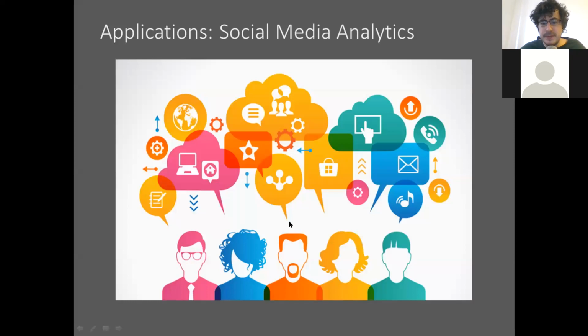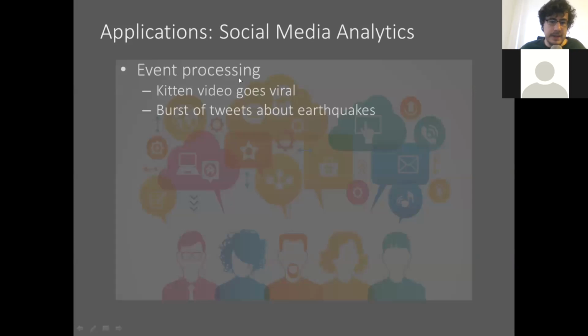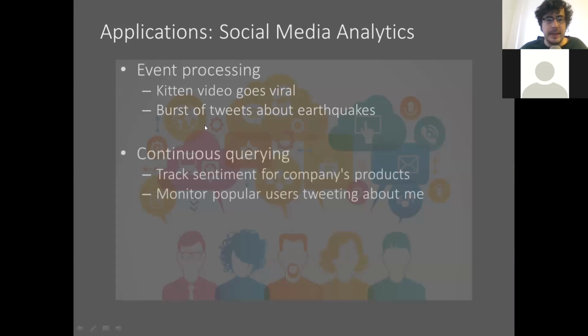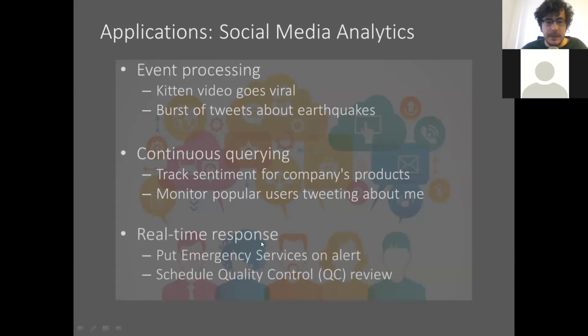So briefly, to go through some key application areas of streaming data. So we could consider social media analytics, where we have events, might be a kitten video goes viral, or we might have a burst of tweets about earthquakes. So these are events. Continuous querying would be maybe, for example, to track the sentiment for a company's products. So I'm constantly tracking what social media is saying about my products, monitor popular users tweeting about me. So I want to see if some very influential person tweets about me.